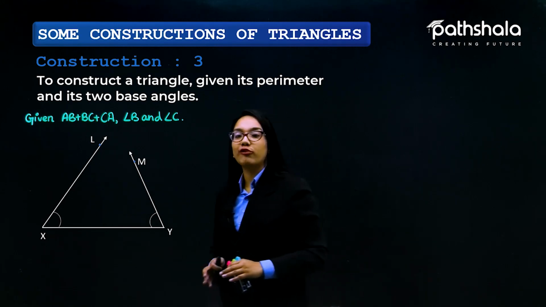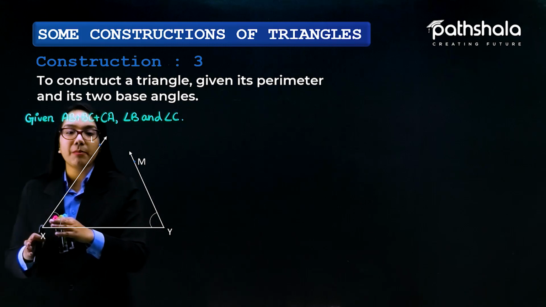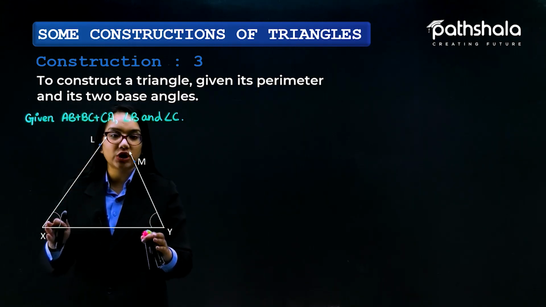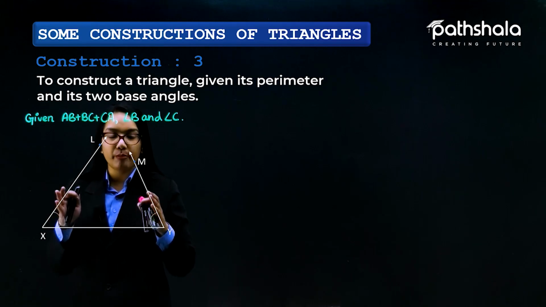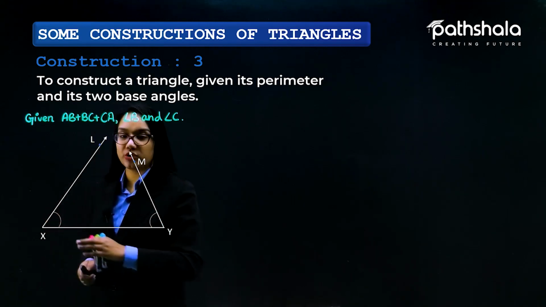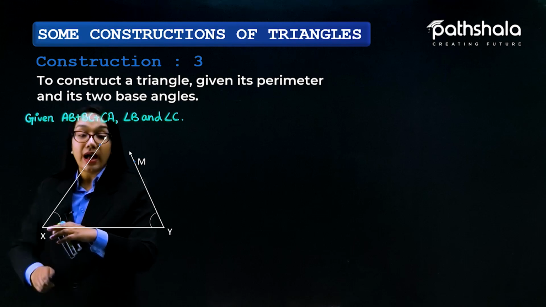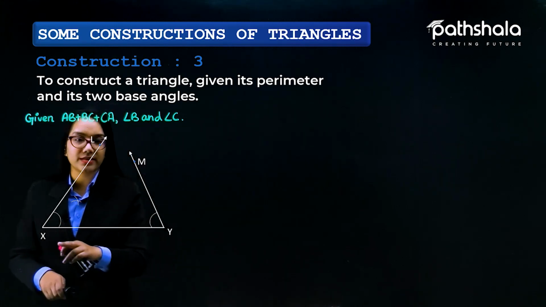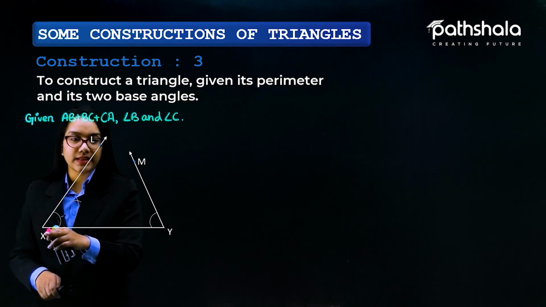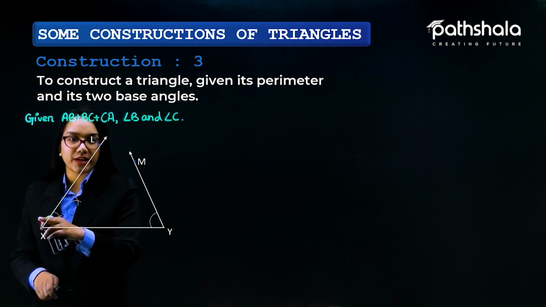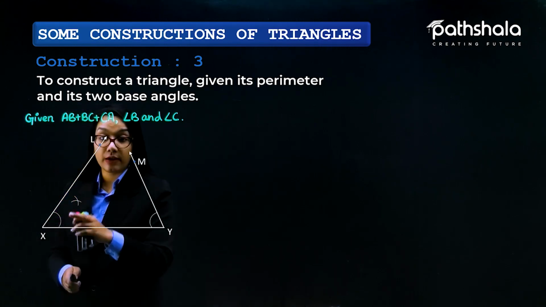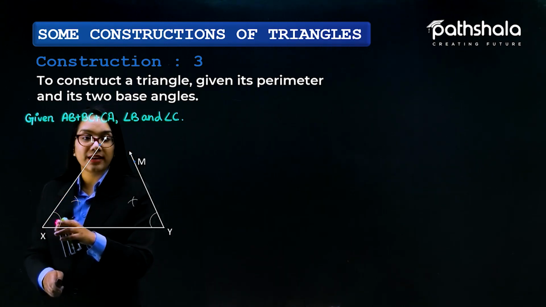For that, first of all, I'm taking the angle bisector of both of these angles. Let us suppose I'm starting with this particular angle and constructing the angle bisector. As you know how we can construct the angle bisector: taking this point as a center, we mark an arc, and taking this point as a center, we mark an arc. Wherever they intersect, we draw a line.